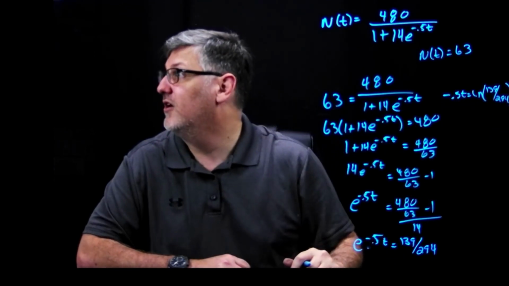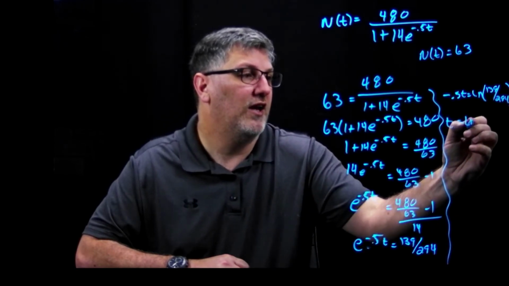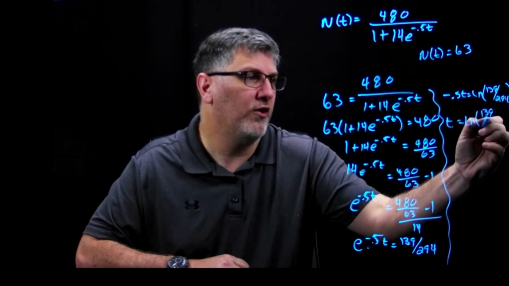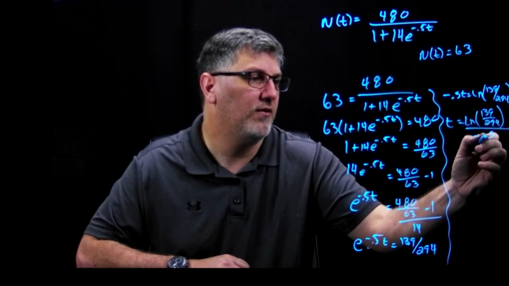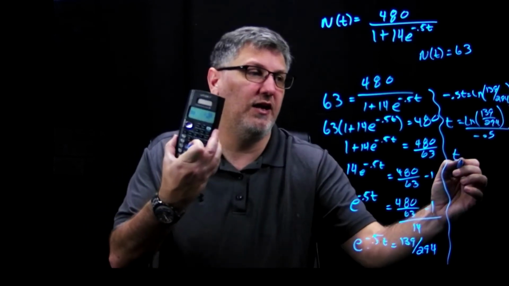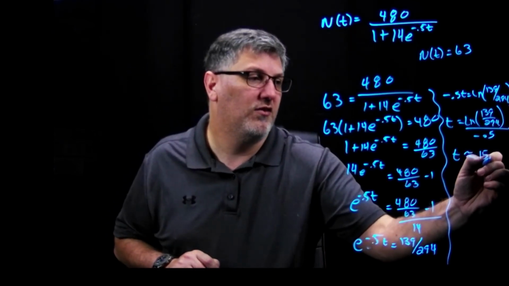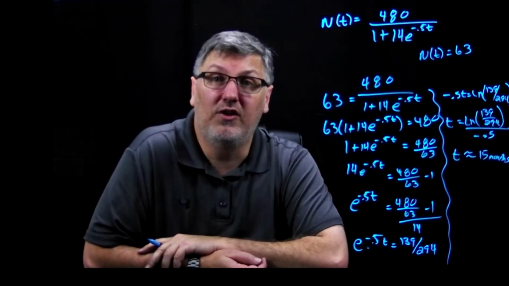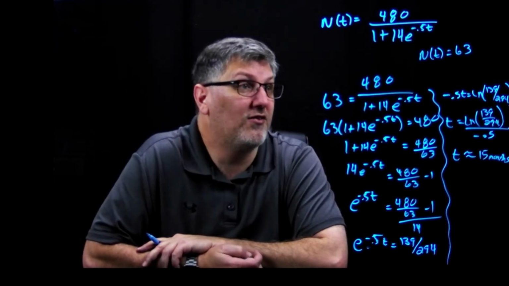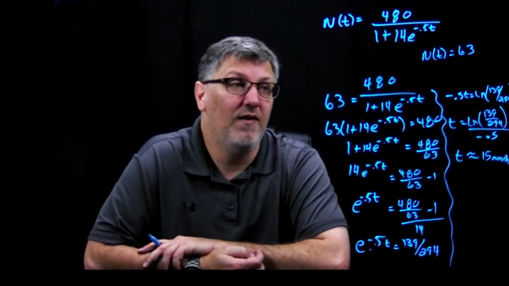I'm off my screen. Just barely not. Now I divide so I have t. So let's put a little line here so you can see where I'm working. So t equals ln of 139 over 294 divided by negative 0.5. When you throw it in your handy dandy calculator, t is going to be approximately 15 months. So it's going to take a little bit over a year, 1 year and 3 months, to basically go from 32 deer to 63 deer in the refuge.